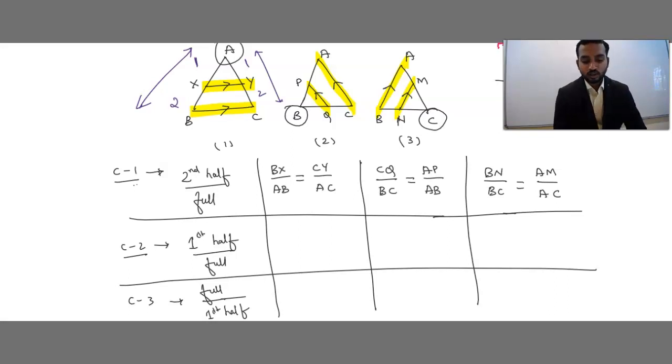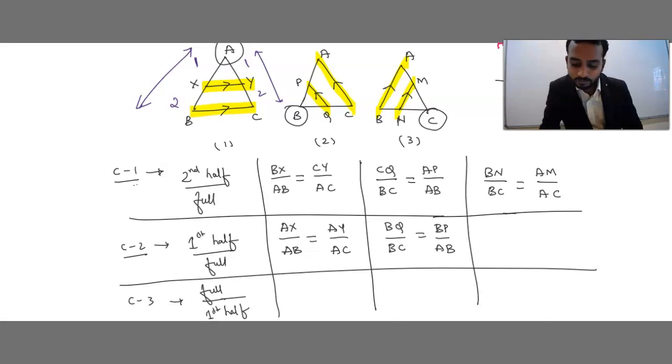Corollary 2, first half, AX by full, AB is equals to by AC. First half by full. Again, first half, BQ by BC is equals to BP by AB, or BA. Here, first half, CN by BC is equals to CM by AC.